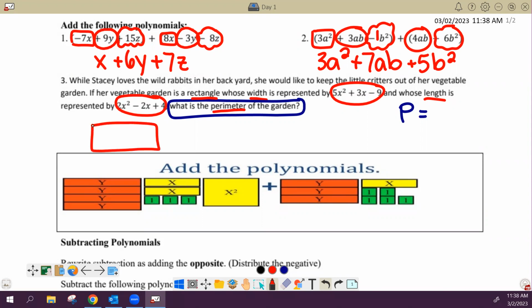And then it also says that the width is represented by 5x squared plus 3x minus 9. So that's one of the sides. I'm going to write that on one of the sides. But if this is a rectangle, then that's also on the other side. All right, it also tells me that the length is 2x squared minus 2x plus 4. So that's the other two sides.